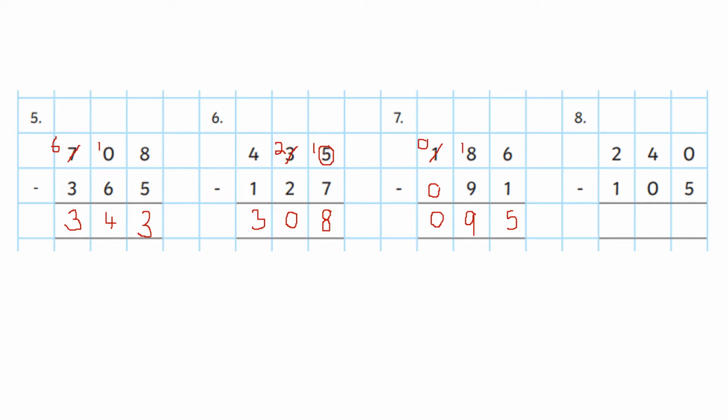0 take away 5, we can't do it. So exchange one of our 10s to make that into 3 10s and bring it over. 10 take away 5 is 5. 3 take away 0 or 30 take away 0 is 3. And then 200 take away 100 leaves you with 100.